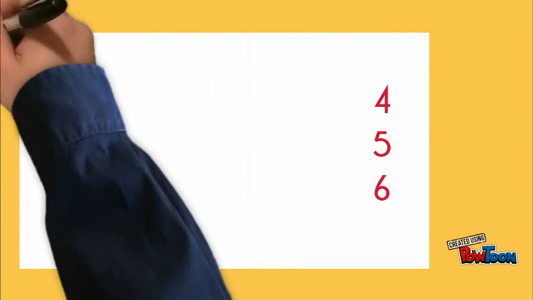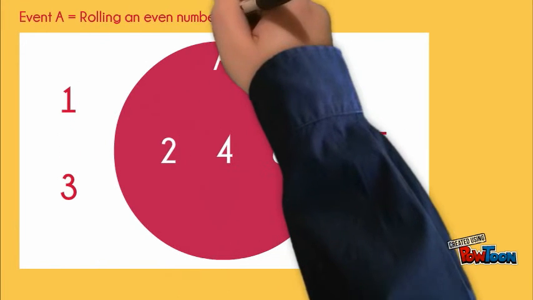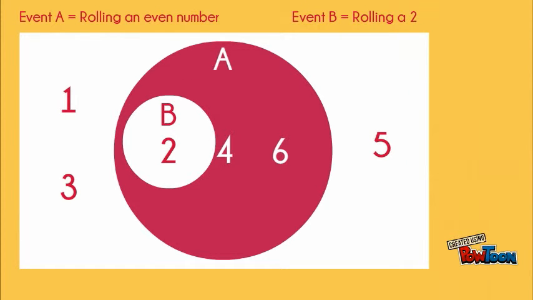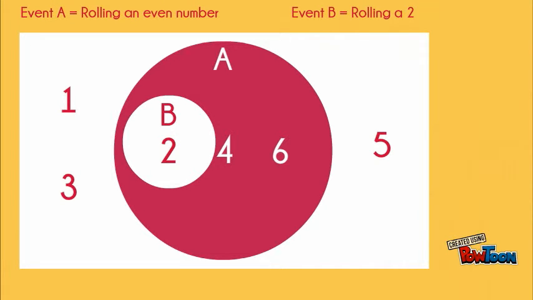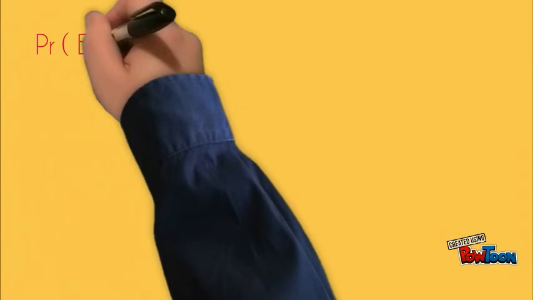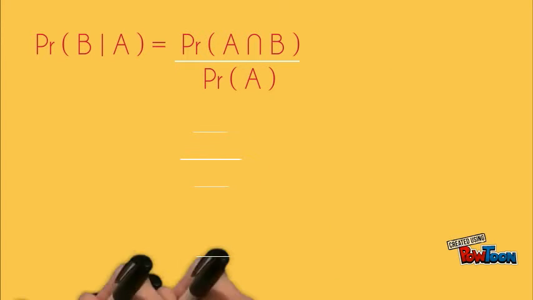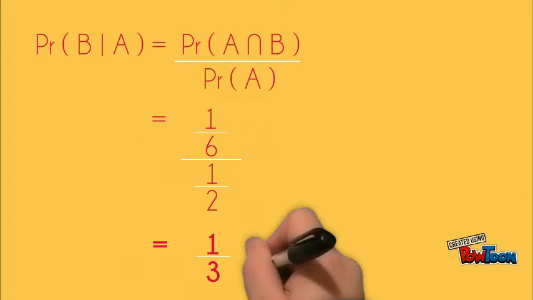Let's define event A as rolling an even number, and event B as rolling a 2. If we are given the information that an even number is rolled, the event space is reduced to 3 possible numbers, and the probability of the die having landed on a 2 is increased. If we use our conditional probability rule, we can find the probability of a 2 given that the die has landed on an even number.